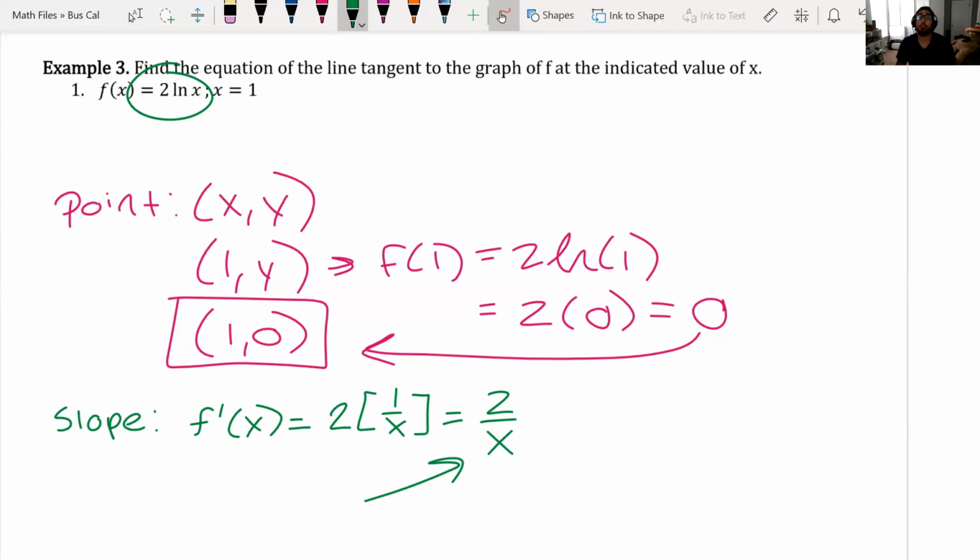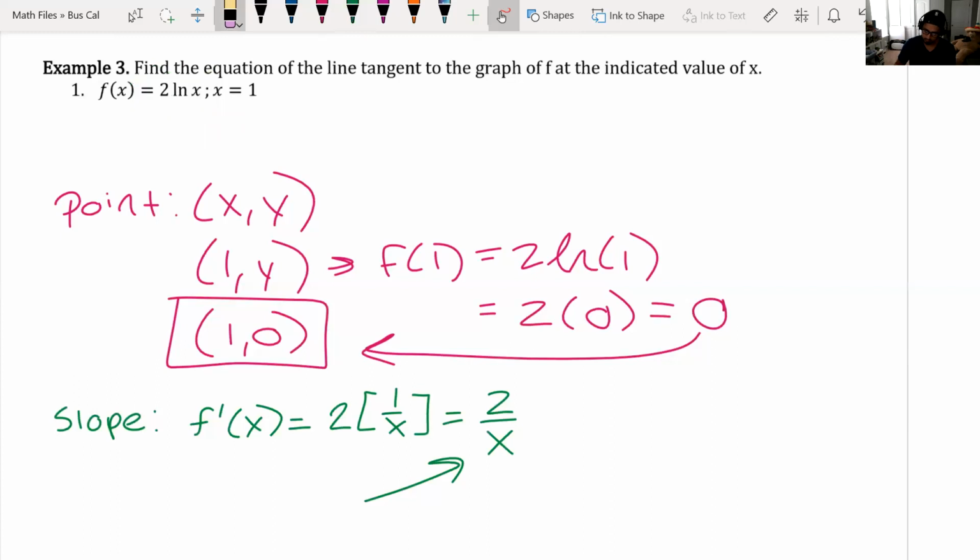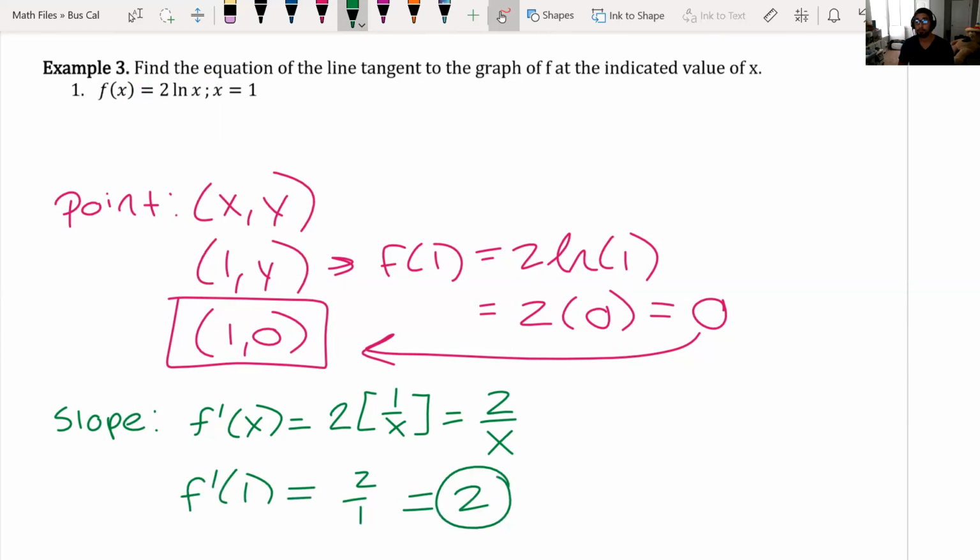Did they give us an x value in the very beginning? Yeah. They said x is 1. So what we're gonna do is take 1 and plug it in for that x. That's it. So we'll say f prime at 1 gives me 2 over 1, which gives me 2. This is the slope of the tangent line. This is m tangent.